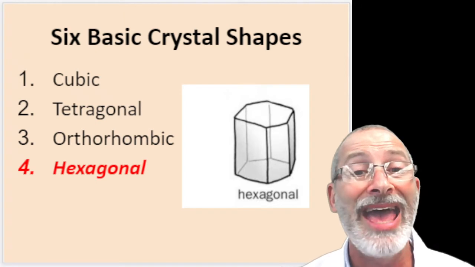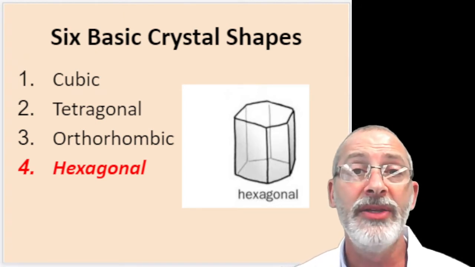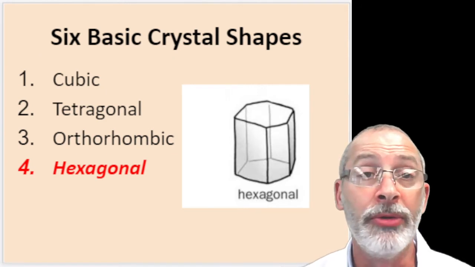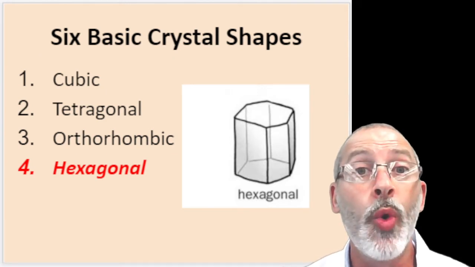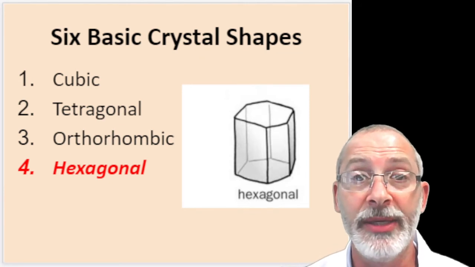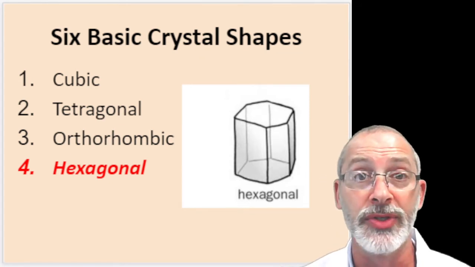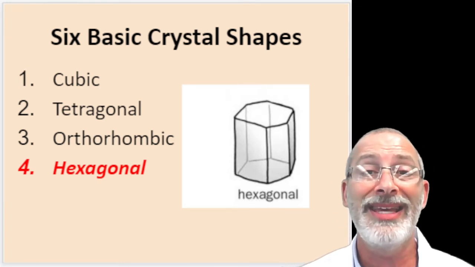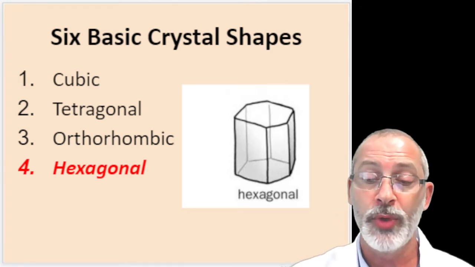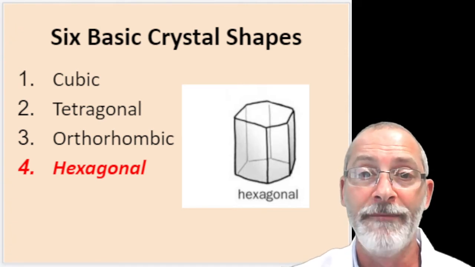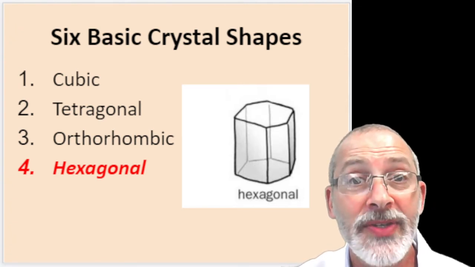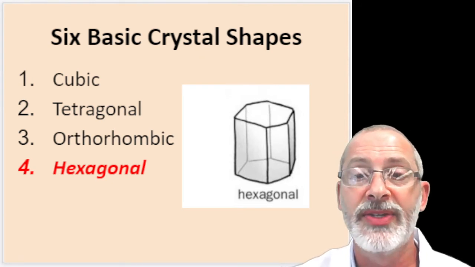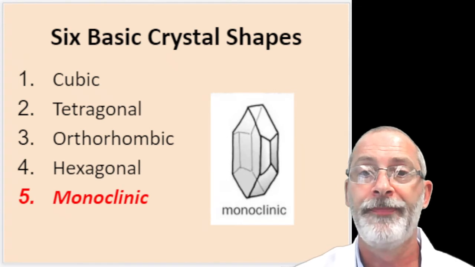Next one is hexagonal. Hexagonal is a common crystal shape. Some of the minerals that have these crystal shapes include quartz. And if you look at the beautiful specimens of quartz crystals in the mineral collection, you will see that they do in fact have a six-sided crystal shape, which is called hexagonal. In fact, the prefix hex means six. So six, hexagonal, six-sided crystal shape.